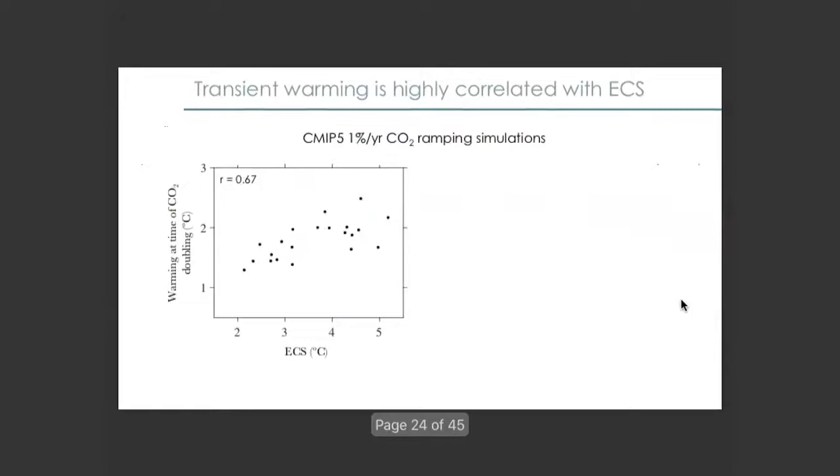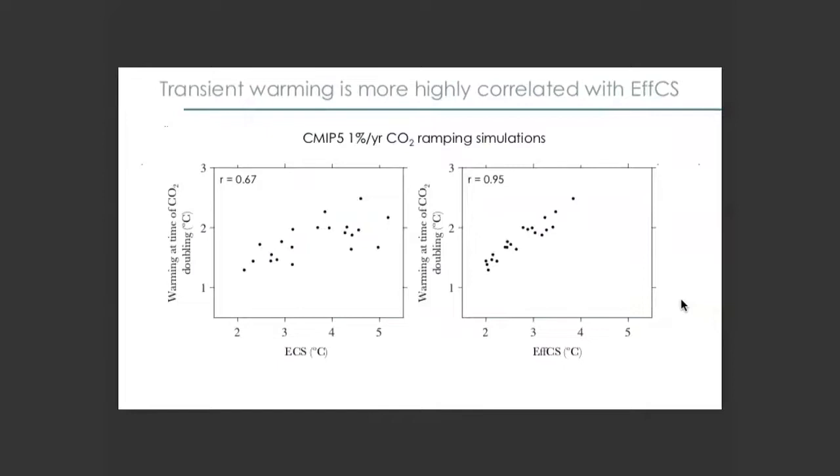Another quick example is if you just look at 1% per year ramping simulations of CMIP-5. I did this calculation like, I don't know, 6 or 7 years ago, so I don't vouch for all the details. But the basic idea is that there is a correlation between ECS and transient warming. That correlation becomes much better if you correlate the warming with effective climate sensitivity. That is, the actual feedbacks operating under 1% per year, it becomes a much better correlation. So ECS is not the full story.